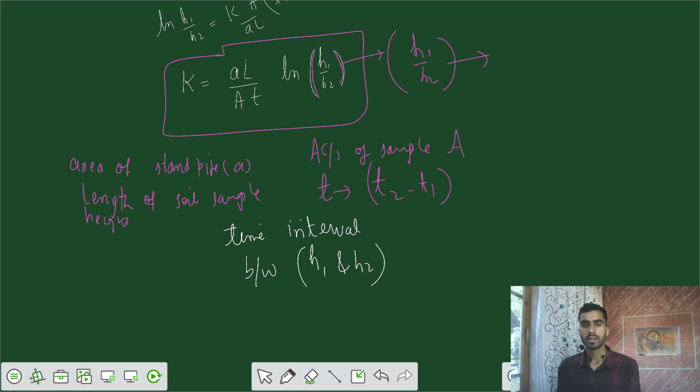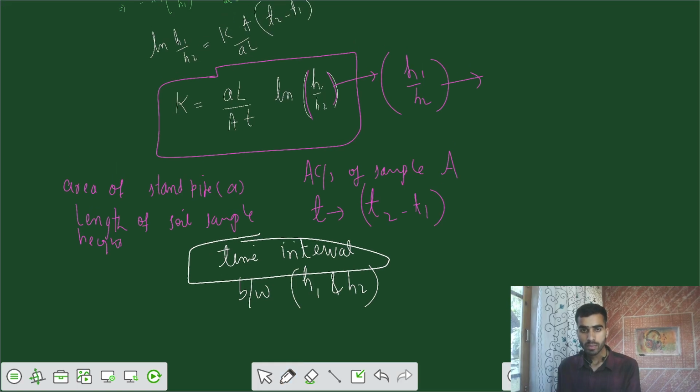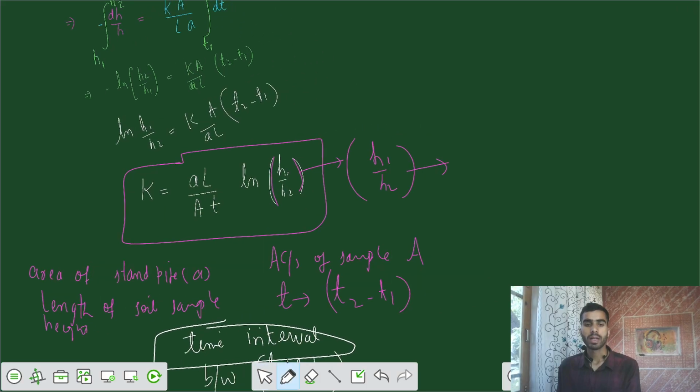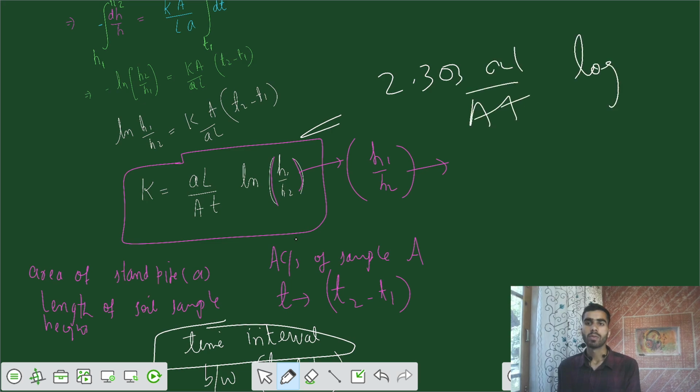That is the difference of the two times, the time interval that would be given to you. So the final solution is there. We can keep it in this way, a L by A t and log of h1 by h2. This is the derived equation, and we would be using that.